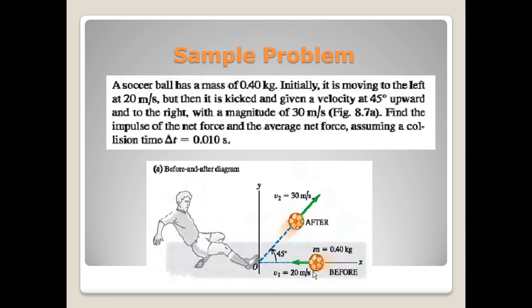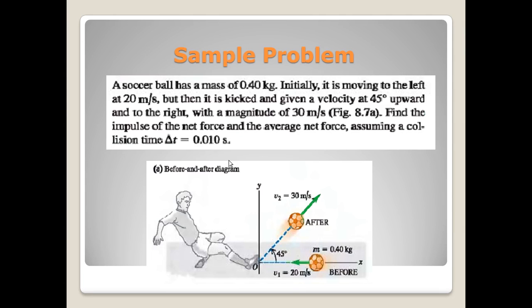But then it was kicked and was given a velocity at a 45-degree angle upward to the right with a magnitude of 30 meters per second. So the ball was kicked. The ball was initially moving towards the left. The soccer player kicked the ball, so it gives the ball a flight velocity of 30 meters per second, angled 45 degrees with respect to the horizontal. What is asked here is to find the impulse of the net force and the average net force, assuming that the collision time is 0.010 seconds.